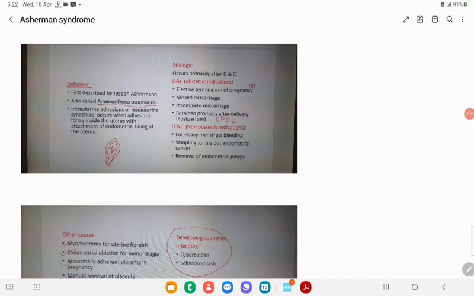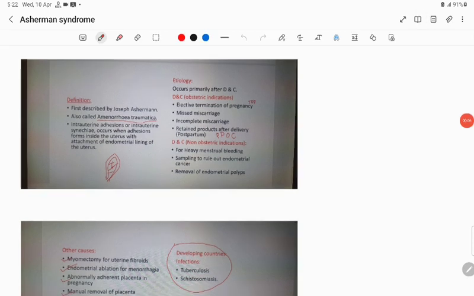Okay, let's talk about Asherman syndrome. Asherman syndrome was first described by Joseph Asherman. It is also called amenorrhea traumatica. Intrauterine adhesions, or intrauterine synechiae, occur when adhesions form inside the uterus with attachment of the endometrial lining of the uterus.